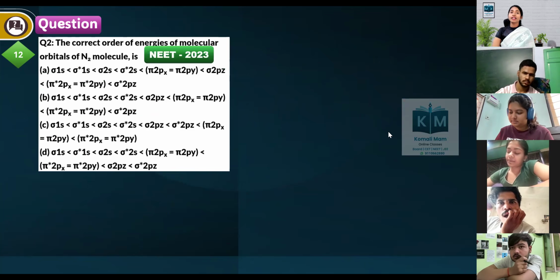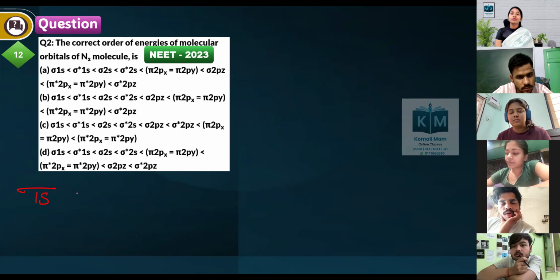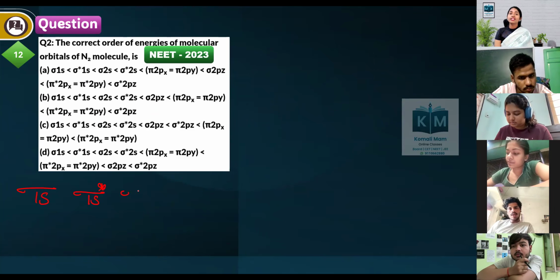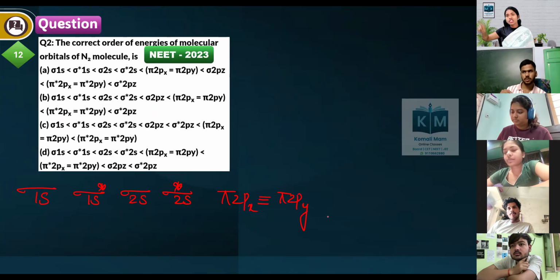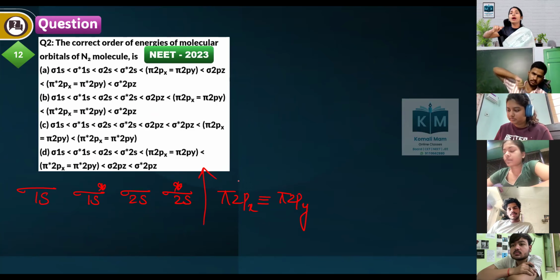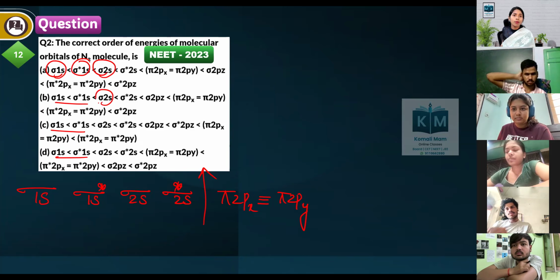The correct order of energies of molecular orbitals of the N2 molecule. What is that? Sigma 1s, next sigma star 1s, next sigma 2s, sigma star 2s. After that, pi 2px and pi 2py will come, whereas for oxygen, fluorine and nitrogen, in between sigma 2pz will come. So sigma 1s, next one is sigma star 1s. Here also same. Next sigma 2s in all options. Okay. Sigma star 2s in all options.